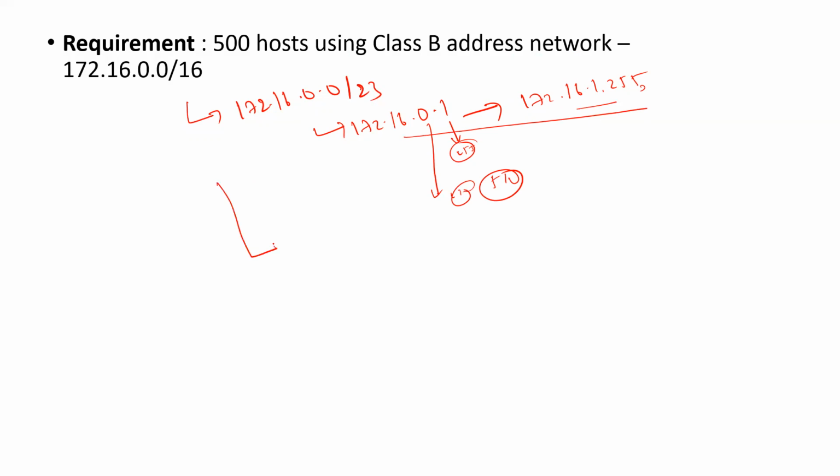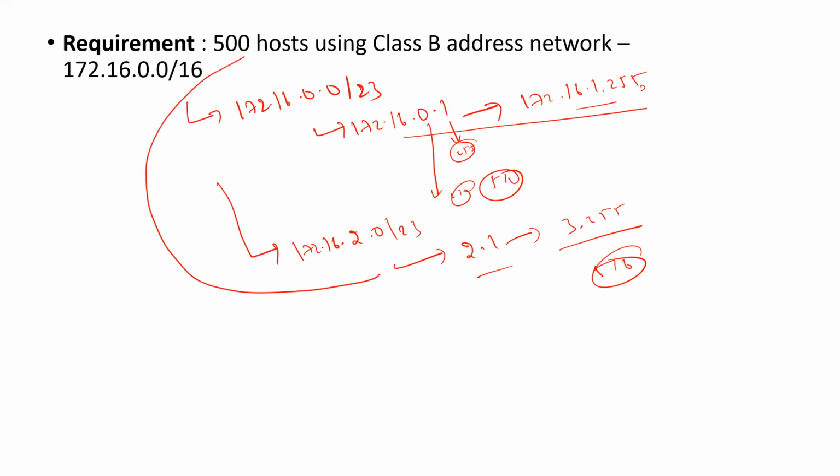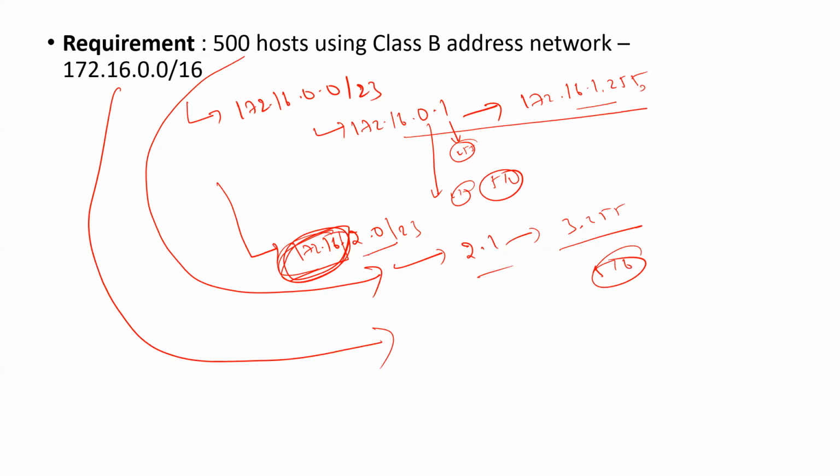The next subnet is 172.16.2.0/23. So here 2.1 to 3.255, so 510 is coming here again. The requirement is 500 hosts per network using class B. So we are not changing the network bits; we are changing only host bits, depending on our requirement. This is how we can calculate the subnets. Whatever is given, this is the process we need to follow.